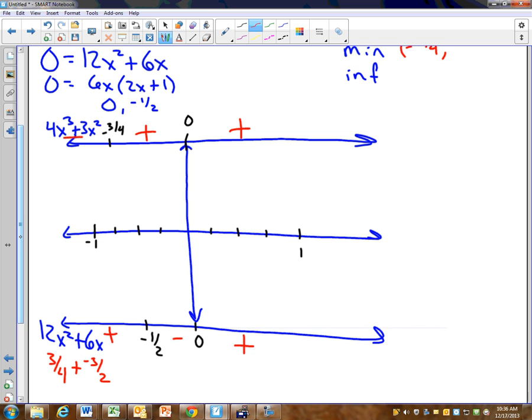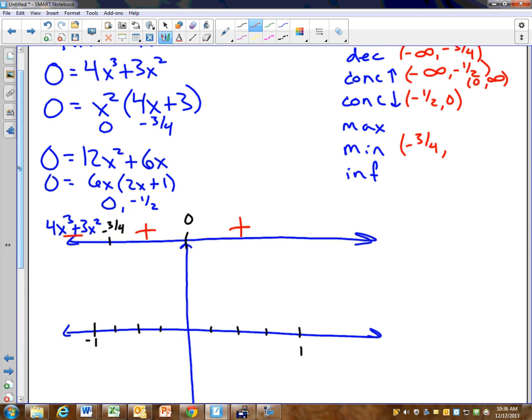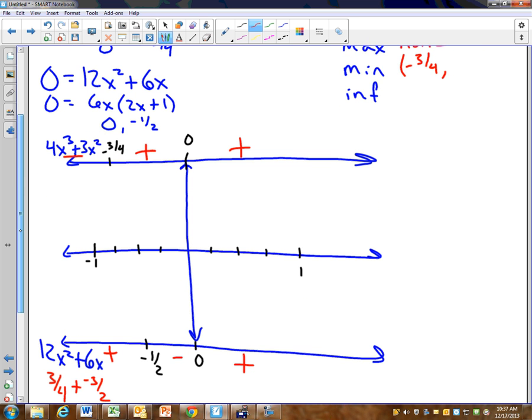And then we also have this spot 0. Is the second derivative positive or negative at 0? It's 0. In order for it to be concave up or concave down, you would have to have a second derivative that was positive or negative. But it's 0. So we only have one value, and that's a minimum at negative 3/4. Your inflection points happen at what 2 values? Negative 1/2 and at 0.